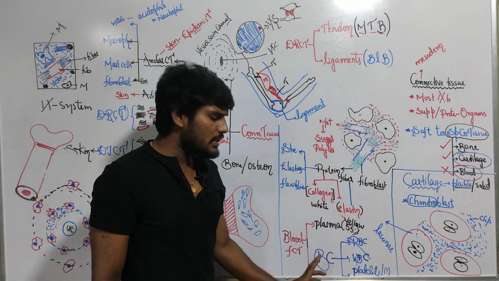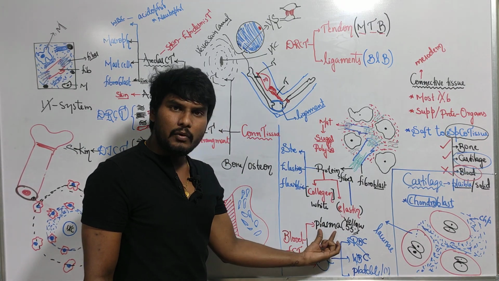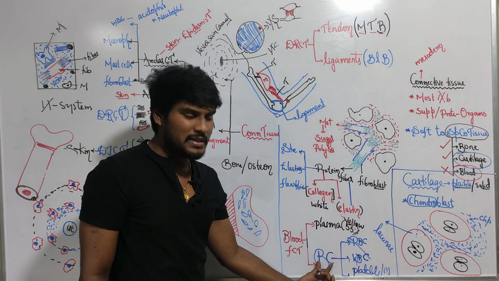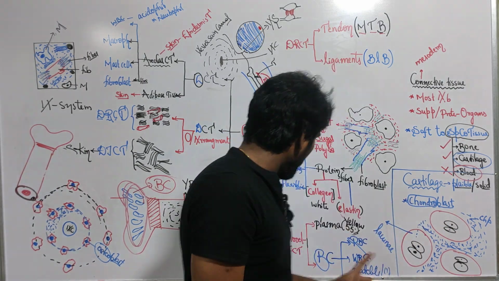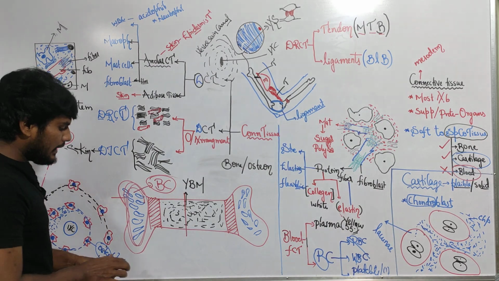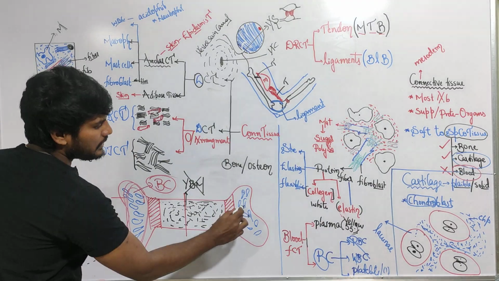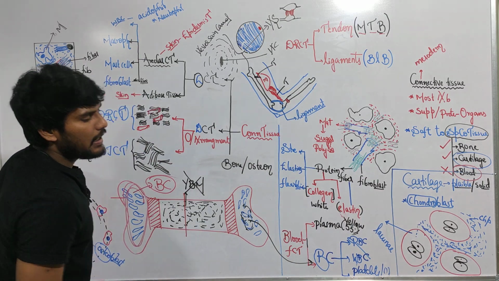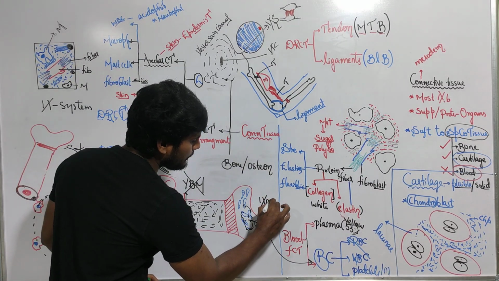Just to remember, blood is the fluid connective tissue, which has how many components? 2 components. The fluid, what is the fluid? Plasma, which is 55%, and blood cells, which are 45%. The types of blood cells, how many? 3. RBC, WBC, platelets. And all the blood cells are synthesized in the red bone marrow, not in the yellow bone marrow. Red bone marrow is the site for the synthesis of blood cells. And the process of synthesis of blood cells is called hemopoiesis.